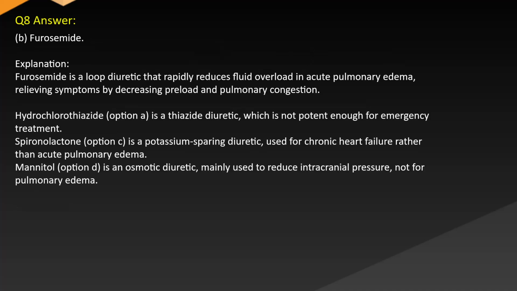Answer: B. Furosemide. Explanation: Furosemide is a loop diuretic that rapidly reduces fluid overload in acute pulmonary edema, relieving symptoms by decreasing preload and pulmonary congestion. Hydrochlorothiazide, option A, is a thiazide diuretic, which is not potent enough for emergency treatment. Spironolactone, option C, is a potassium-sparing diuretic used for chronic heart failure rather than acute pulmonary edema. Mannitol, option D, is an osmotic diuretic mainly used to reduce intracranial pressure, not for pulmonary edema.